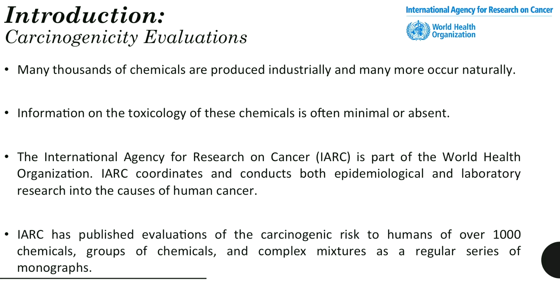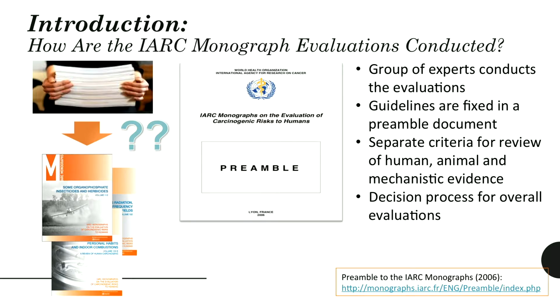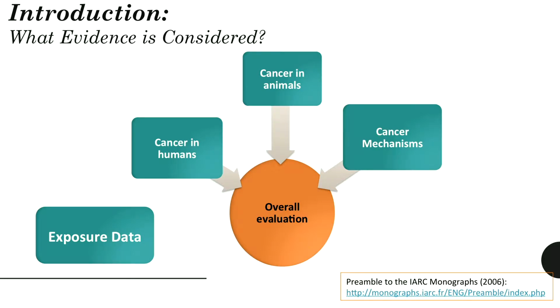So IARC has published these evaluations in the form of monographs on their website. And how are the monograph evaluations conducted? IARC has a group of experts for each one of these chemicals, and they conduct these evaluations using a preamble document, which is more like a guidance document. And they have separate criteria for human, animal, and for mechanistic evidence. And then in the end, they have an overall evaluation of all the different types of data and the evidence that exists for those.